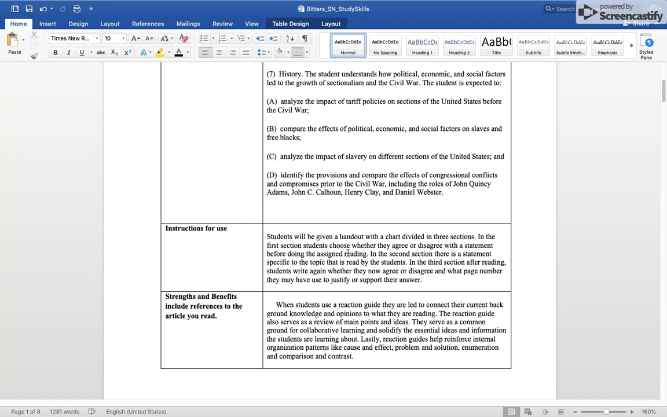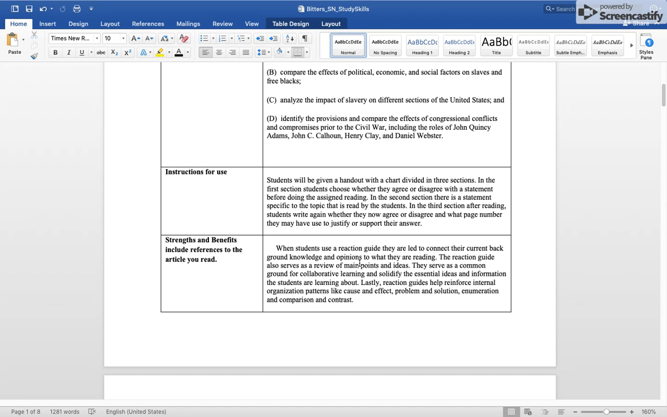And then in the third section, after reading, students write again whether they now agree or disagree, and where, like what page number or maybe a sentence or two, to justify or support what they have now chosen to agree or disagree upon. And so I think reaction guides work really good for students because it makes it more personal and they can connect and relate to it better.